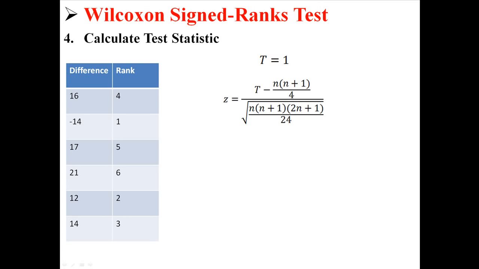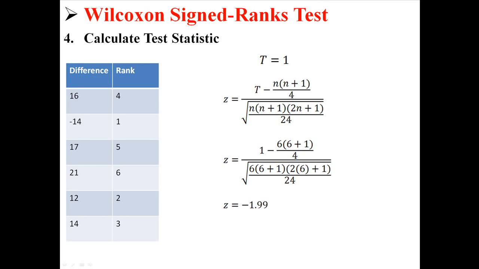And now we're going to use this T to calculate our z. Now this equation is actually pretty easy. All we need is T and n. Our T is 1 and our n is 6 because we have 6 people. So we just put all that stuff in there. And if you have a calculator, you work through that. It's not too bad. You actually find a z of negative 1.99.